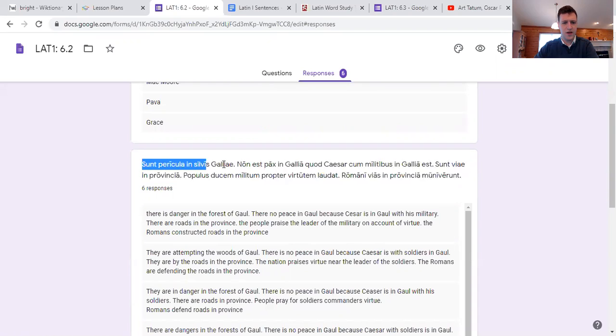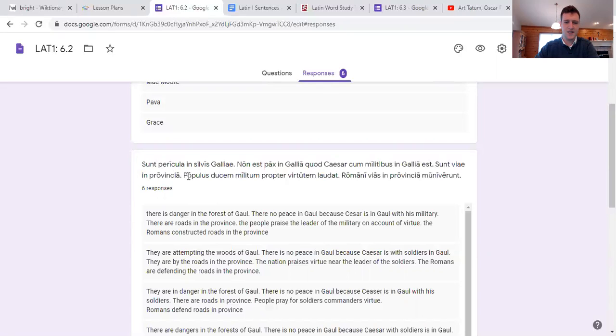Sunt pericula in Silvis Galliae. What's our verb? It's third plural, to be, there are. Our subject is pericula, a neuter noun, so that a means nominative plural here. We could say there are dangers. Now we have a prepositional phrase, in Silvis, in with the ablative just means in. There are dangers in the woods. Galliae is genitive singular, the woods of Gaul. There are dangers in the woods of Gaul. This genitive is serving to limit or define the noun Silvis. Which woods? Where are the woods? They're the woods of Gaul.